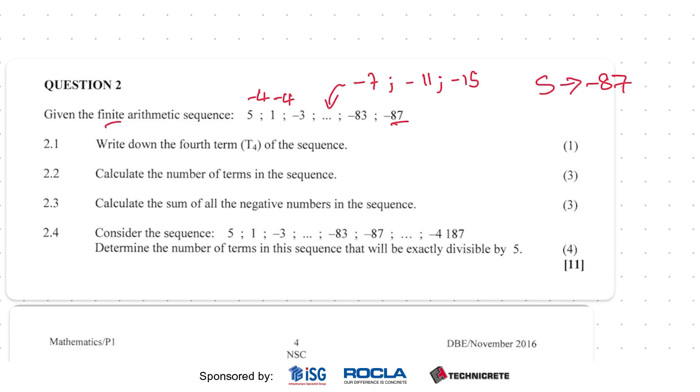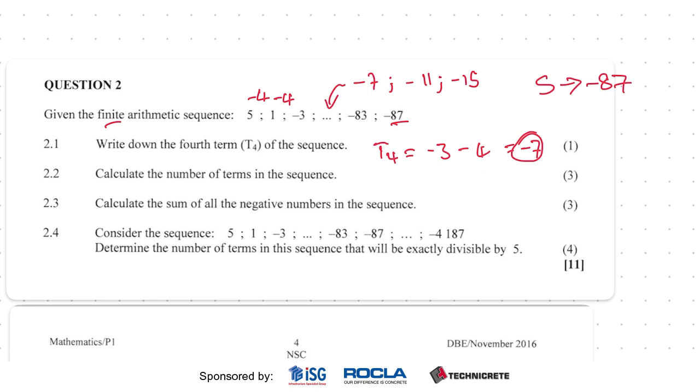Write down the 4th term of the sequence. This is pretty straightforward. We already have it. We just say T4 equals negative 3 minus 4, which equals negative 7. So T4 is negative 7. That's good for 1 mark. You don't even have to do the work. It should be pretty obvious that the next term is negative 7. You can just write the final answer down. Good.